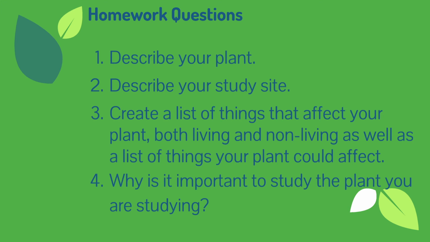The last part of your homework assignment is to describe the types of things that you think this plant might affect, or what types of things might affect this plant. If you have deer in your backyard that might eat some of the buds on the tree, you can write that down. Or maybe insects that will pollinate the flowers you've been studying. Make a list of the types of things that might affect your plant or could be affected by your plant.